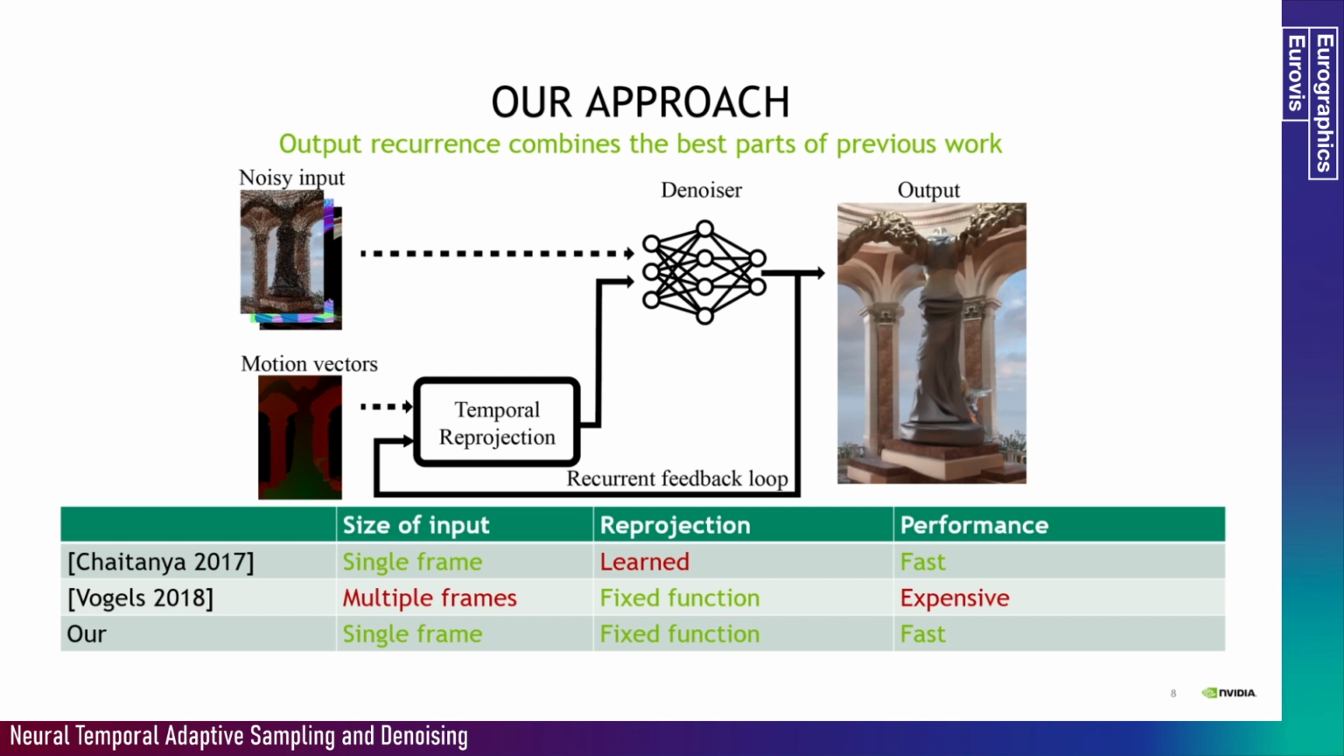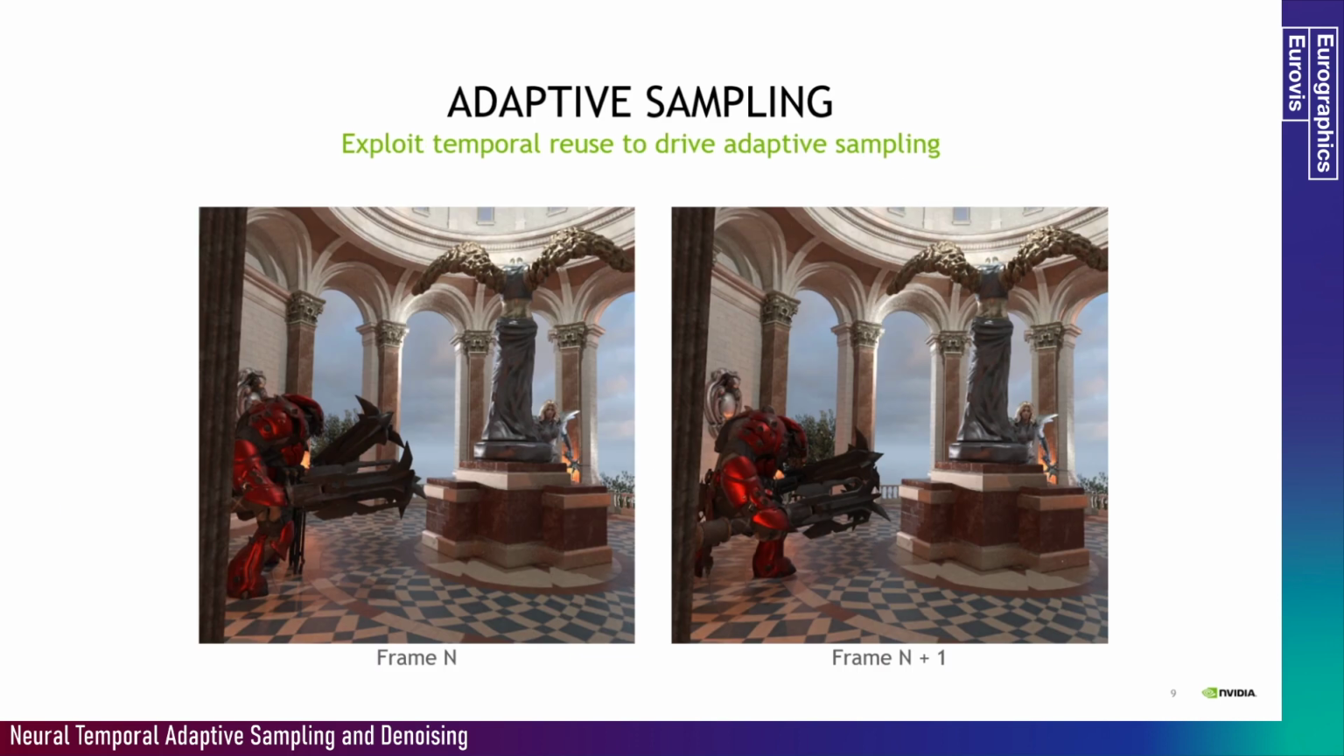Okay, so we went ahead and implemented the system by plugging in a U-Net as the denoiser network, and we actually saw pretty good performance and quality out of it. But something that became apparent pretty quickly is that it's actually a bad idea to do uniform sampling when doing temporal reuse as well. So on this slide you can see 2 consecutive frames from an animation clip, called them frame n and n+1.